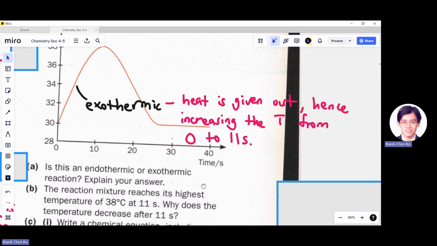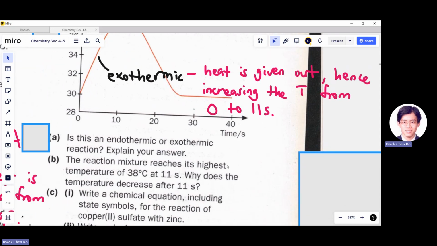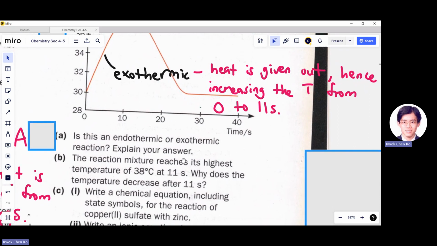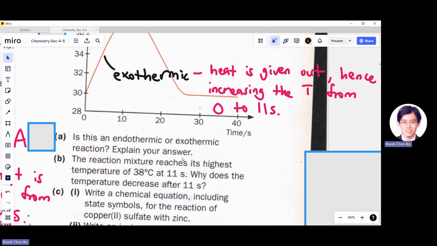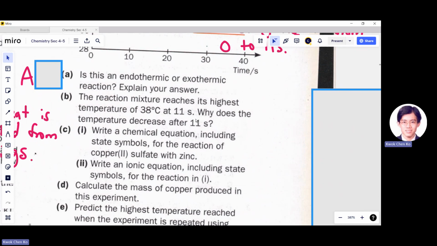Okay, I think I've given you the answer for B already. Make sure you mention the limiting reactant. Copper sulfate has been used up, so the reaction stops. No more heat is released. Depending on the number of marks, if it's, let's say, 3 marks, then you write a bit more than usual. Make sure you write something about the limiting reactant. Make sure you write the reaction stops. And if it's 3 marks, then you add in no further heat is released. It will return to room temperature.